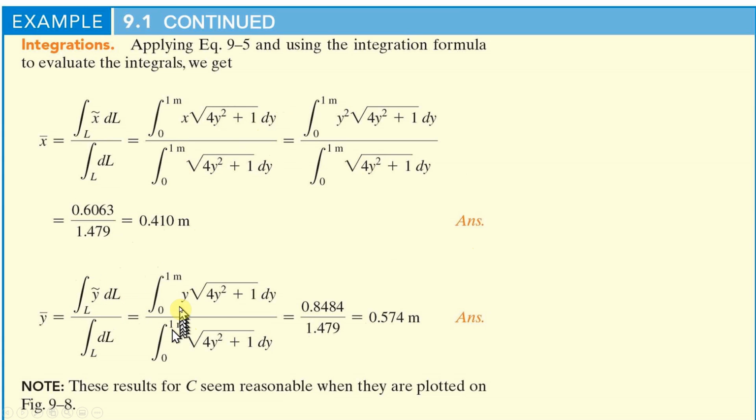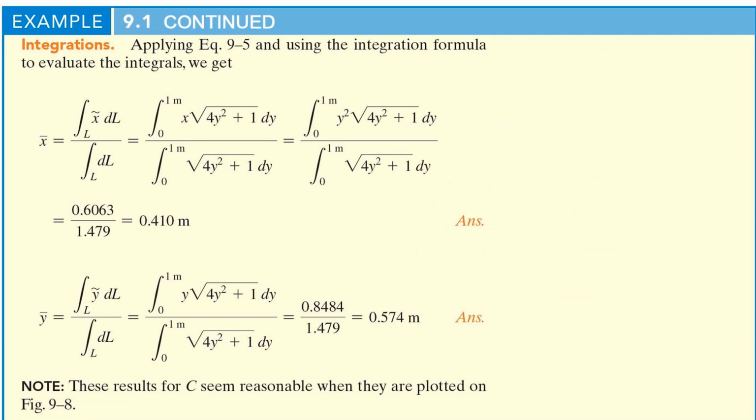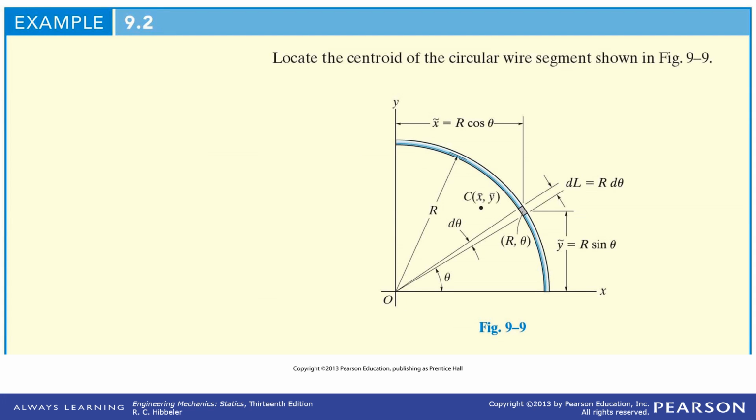Very similarly for y. Since you have an x here, x equals y squared, you've got that conversion here, so you don't even have to worry about it. And then the integral of dl is the same as it was before. So now we've got the location of the center of mass of that object. Okay.